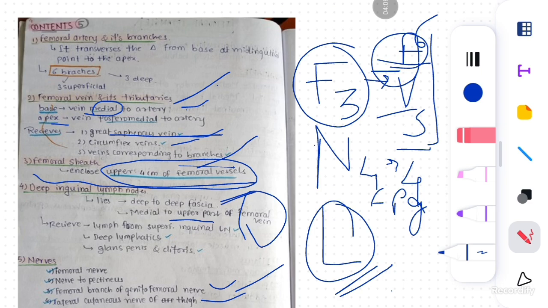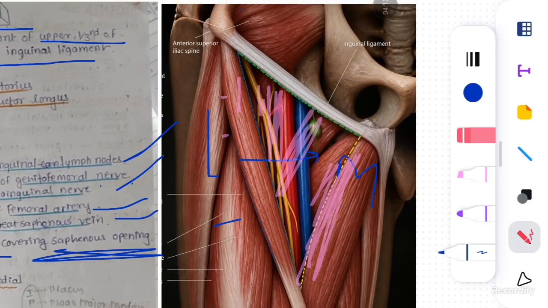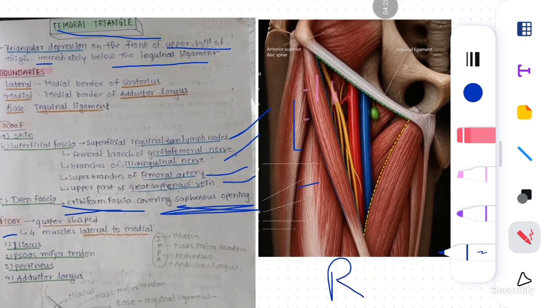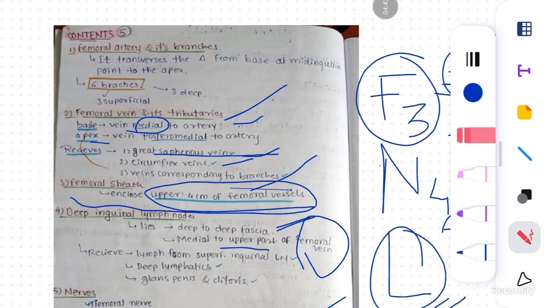It is a very easy triangle to study, and it is a very high yielding university question. In this diagram, again we see the contents, the femoral nerve, femoral artery, and the boundaries: adductor magnus, adductor longus, and sartorius muscle, and the base is the inguinal ligament. The green dot is the deep inguinal lymph node.